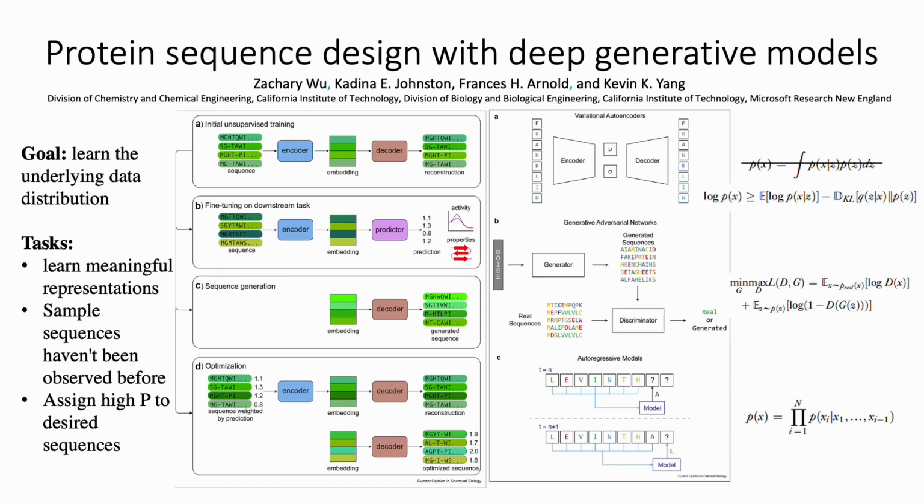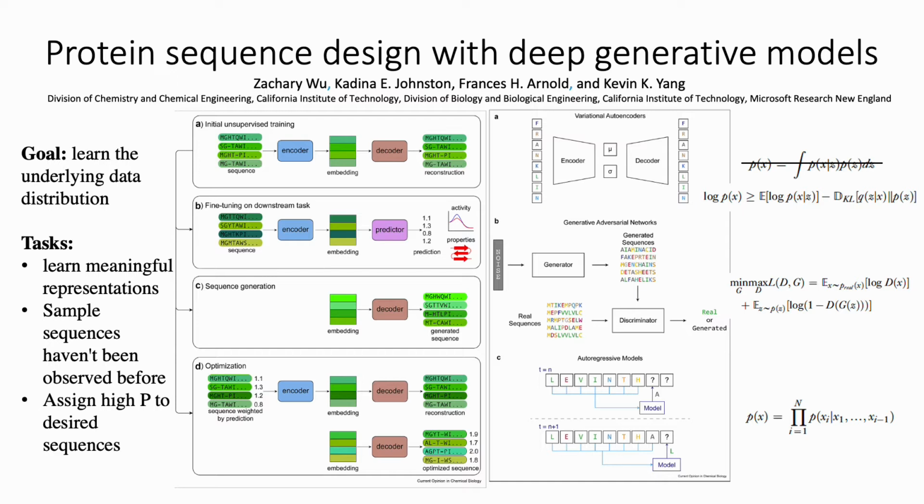Hi, today I want to talk about deep generative models used in protein engineering. The goal of using these models is to learn the underlying data distribution for tasks like learning meaningful representation of sequences, sample sequences that haven't been seen before, and assign high probability to desired sequences. Within these four boxes are the applications of generative models.